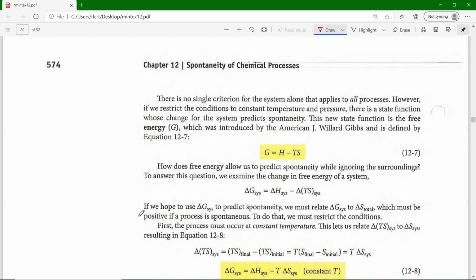It is known as the free energy or Gibbs energy function. And we see here that it is H minus TS, so it's a state function. G equals H minus TS, H being the enthalpy, T being the temperature in units of Kelvin, and S being the entropy.